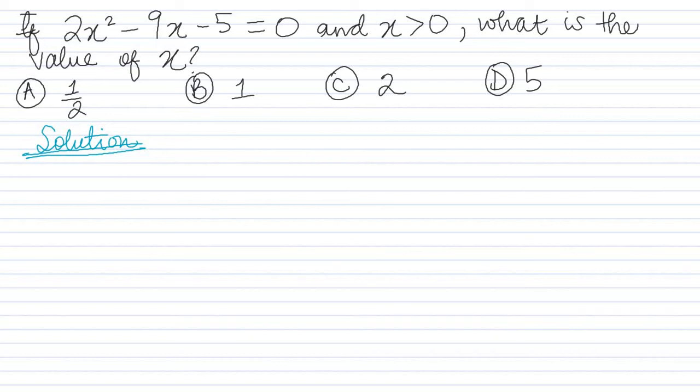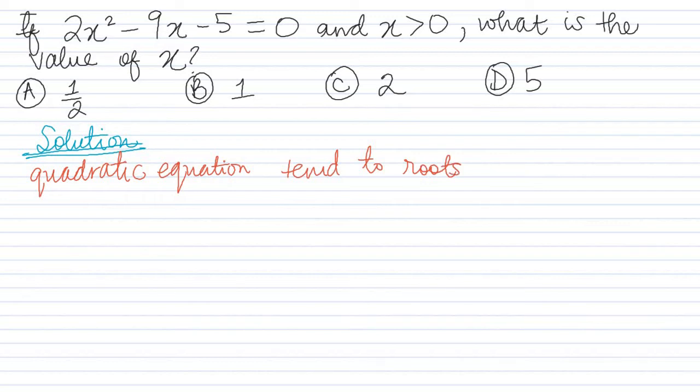And if you know from studying math and algebra, you know that whenever you have a quadratic equation, they tend to have two roots, or two values of the variable. So quadratic equations tend to have two roots, and hence two different values. In this particular case, since the variable is x, we're going to have two values of x.